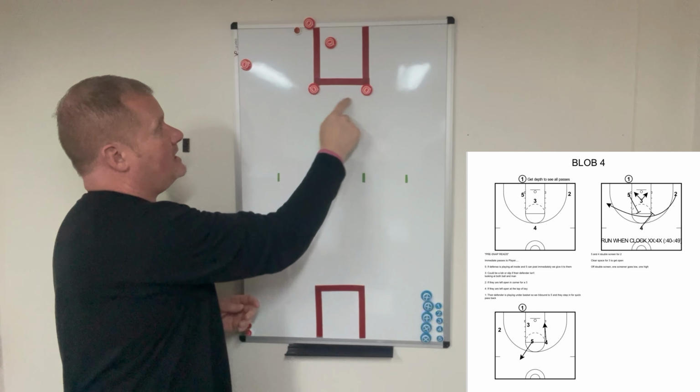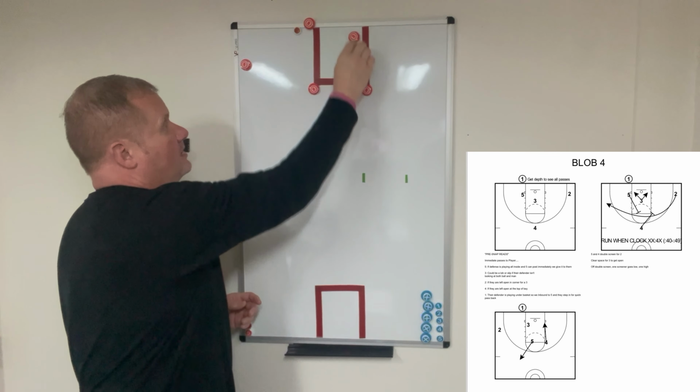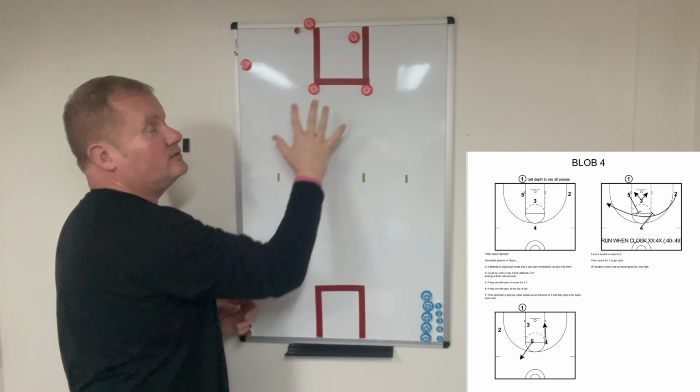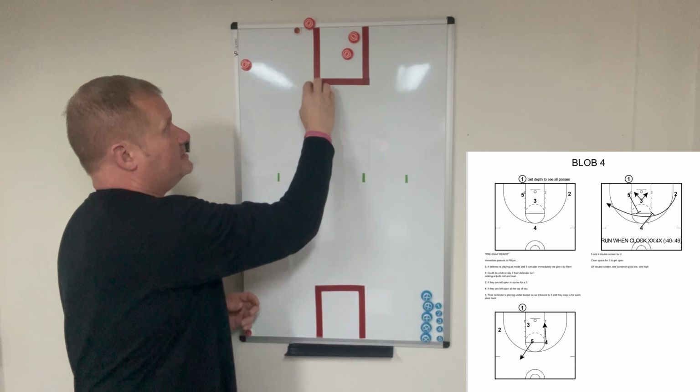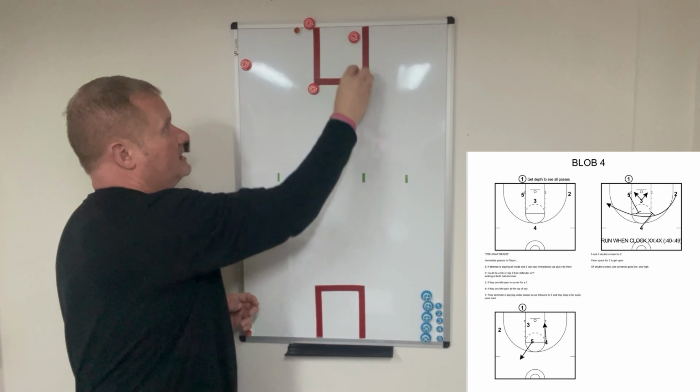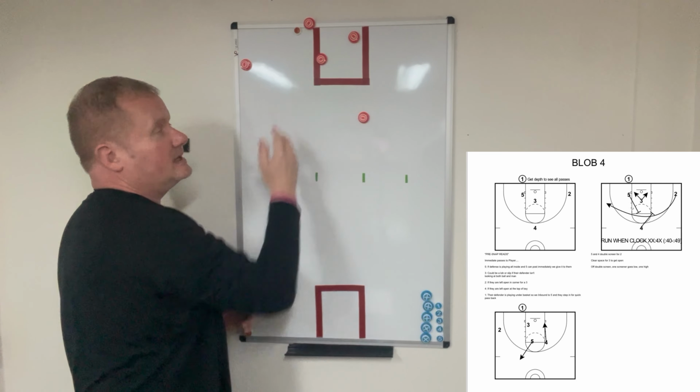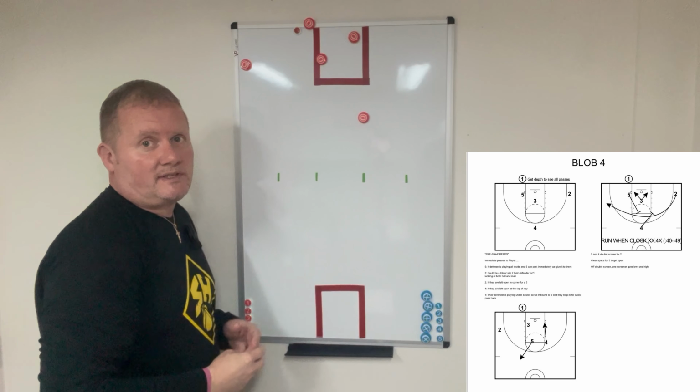Now, same concept though, doesn't get the ball. First screener and second screener, if you watched our other videos, you know this screener reads this screener. So this person slips, this one pops and becomes our safety. If this one pops, this person slips, and this one's our safety.